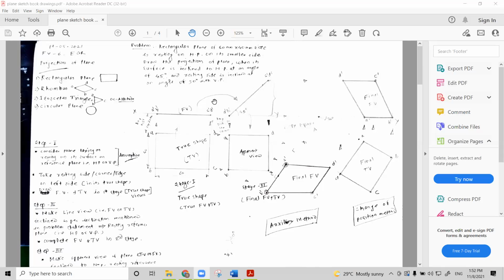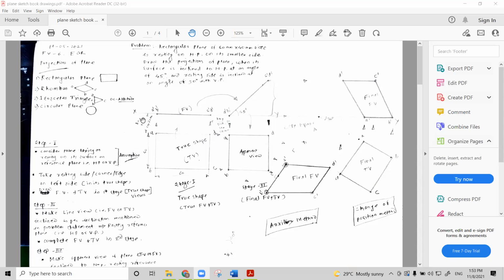Problem on projection of plane, and the plane was pentagonal plane. Okay, so we have discussed both the methods. First one is the change of position method, and second one is auxiliary method. Okay, you are aware of that. So now I will take you today through a few different cases and different kinds of planes.